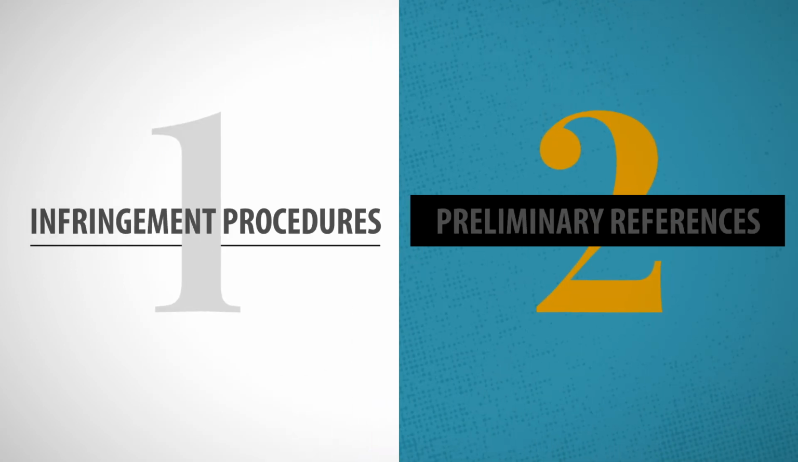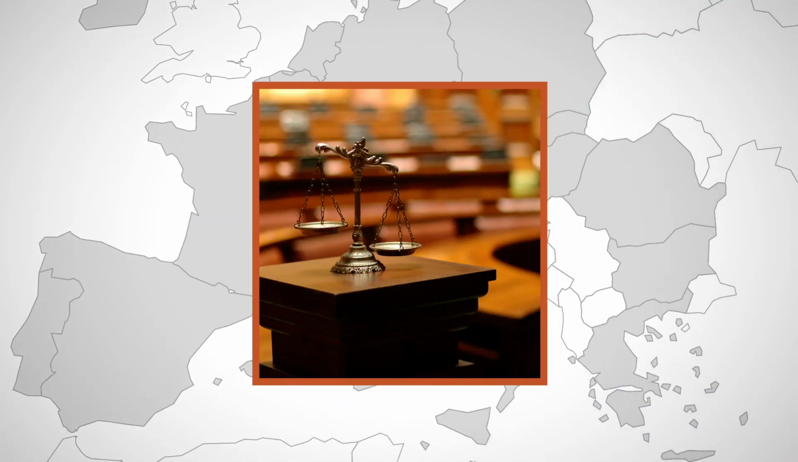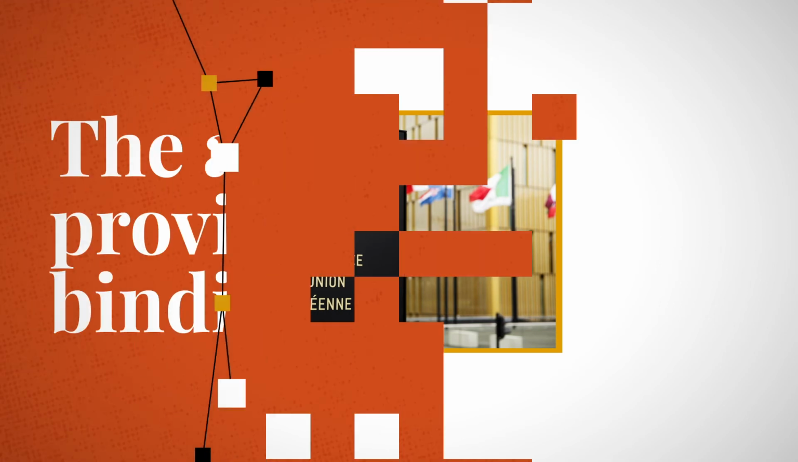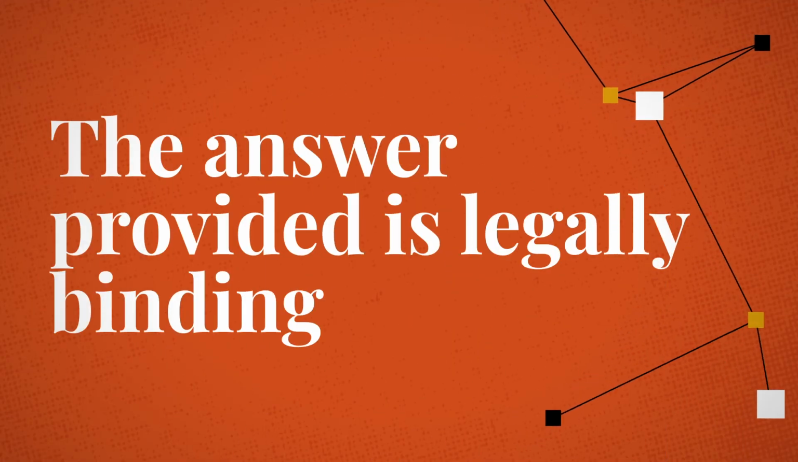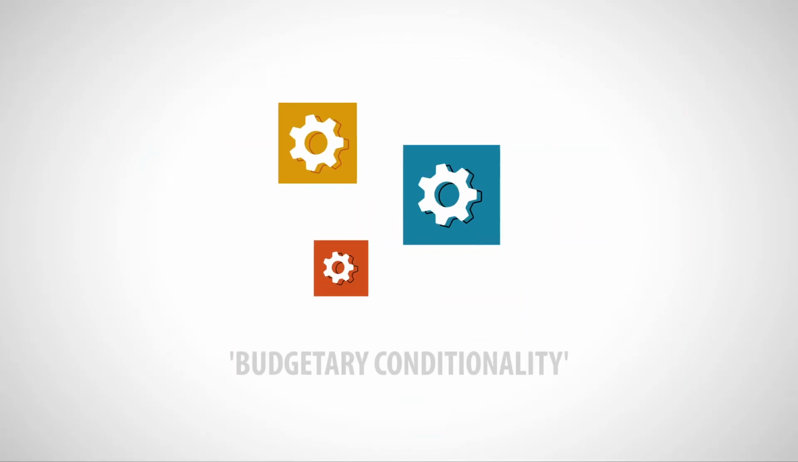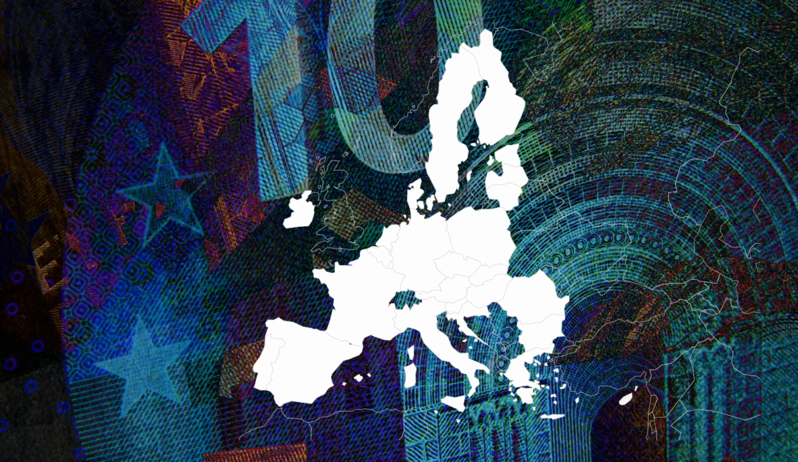Two: when national courts have doubts concerning the validity or the interpretation of EU law, they can decide to bring preliminary references to the European Court of Justice. The answer provided is legally binding. EU institutions have recently adopted a new mechanism providing for budgetary conditionality. This new tool may entail the suspension, or even the withdrawal, of EU funds from member states.